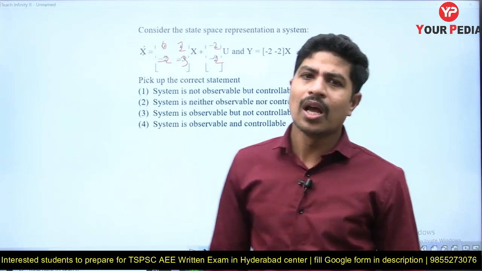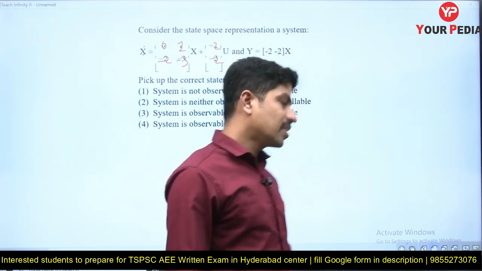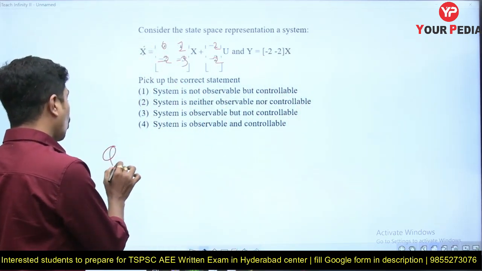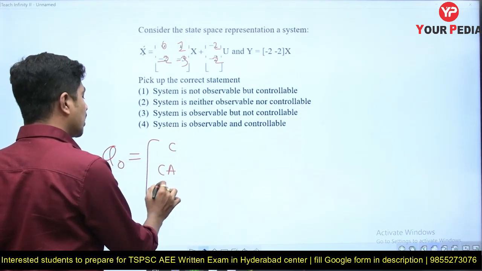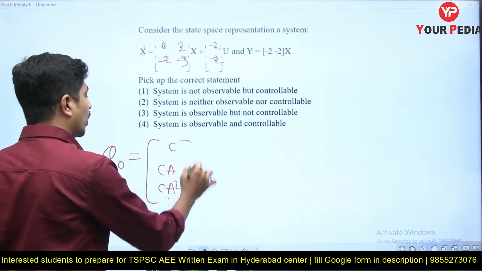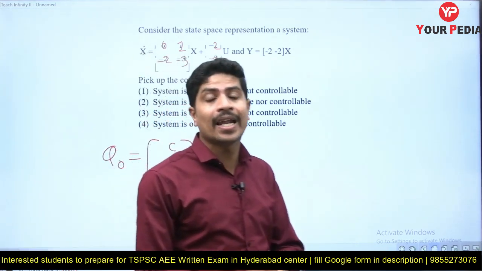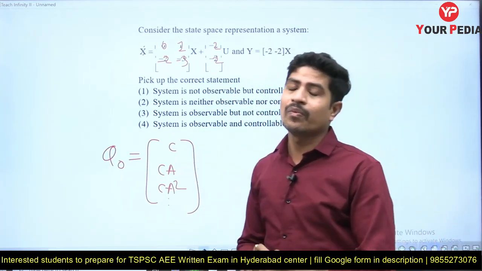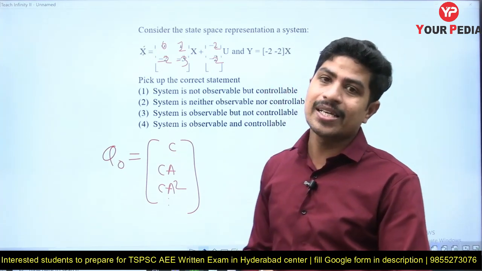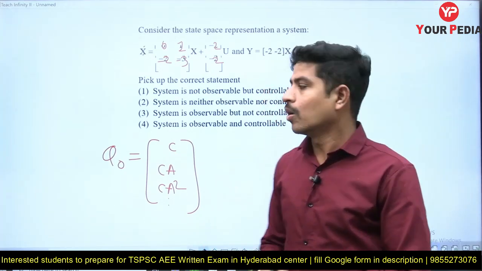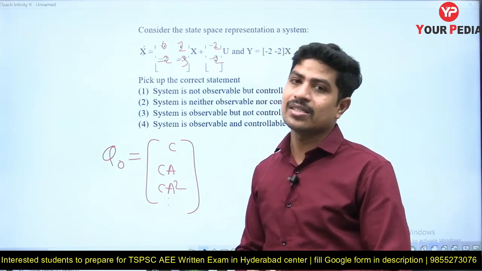We have to check for observability and controllability. How to check that? By using Kalman's test. What Kalman's test says is there is an observability matrix called QO, which can be written as C, CA, CA square and so on. We have to find the rank of this observability matrix. If it is less than the order of the system, then we can say that it is not observable. What is the order of the system? Second order it is. Why? Because our matrix A is 2 by 2. If the rank of the matrix is less than that, we can say that the system is not observable.